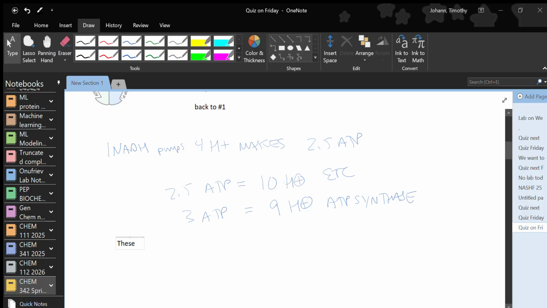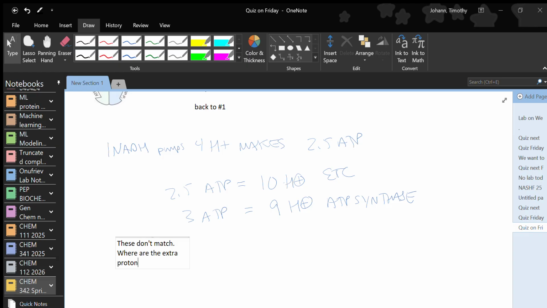So these don't match. Where are the extra protons going? Let me add a sentence in here in the middle just to clarify. They don't match. All the protons aren't going to make ATP clearly, right?